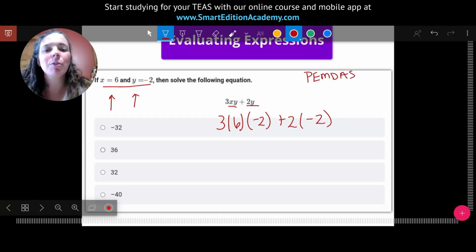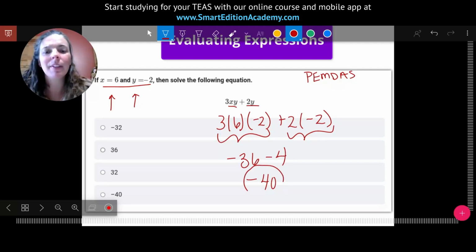Okay, so it looks like you should do the multiplication first and then add them together. So the first thing we would do, again, is the multiplication. 3 times 6 times -2 would simplify to -36. Positive 2 times -2 is a -4. So we would get -40 as our final answer. If you drop that in the chat, awesome job.